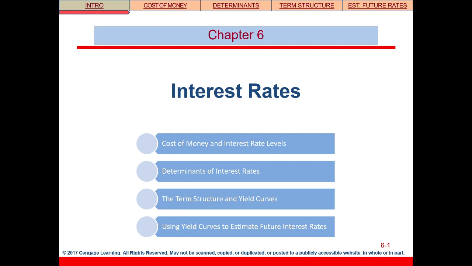In this sector, we're going to use graphs to describe the relationship between maturity and interest rates. And the last sector is using yield curves to estimate future interest rates based on the pure expectation theory.